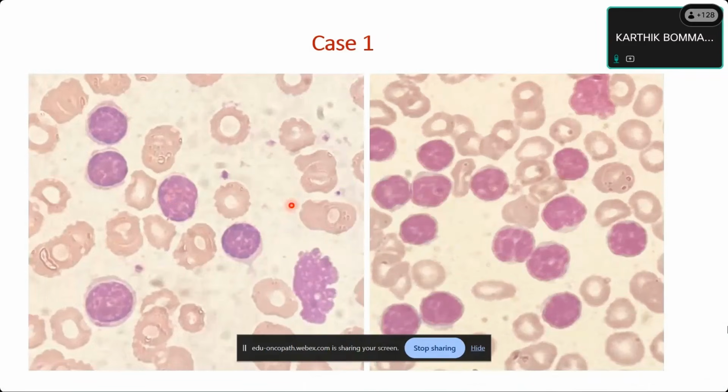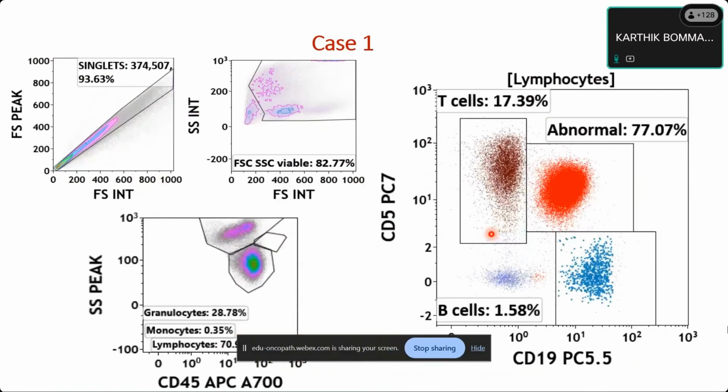Okay, so this is a closer view of these cells. We can still elicit the soccer ball appearance. Okay, now this is the flow plots which I gave you.